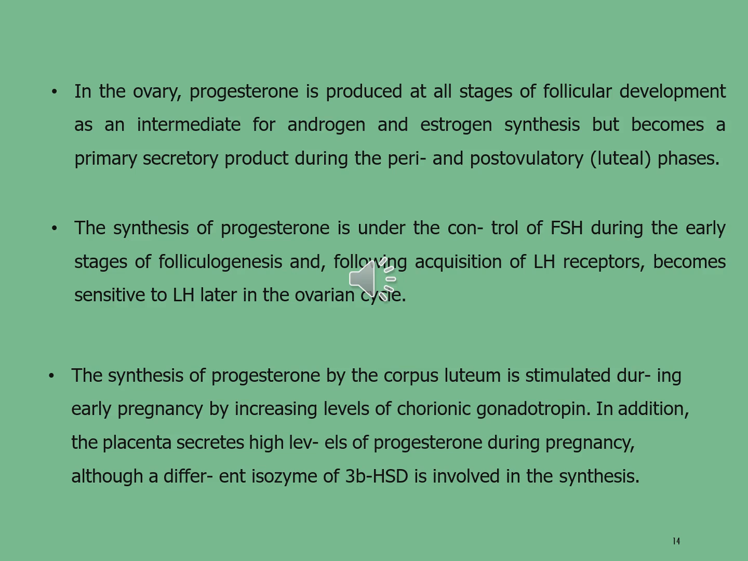The synthesis of progesterone by the corpus luteum is stimulated during early pregnancy by increasing levels of chorionic gonadotropin. In addition, the placenta secretes high levels of progesterone during pregnancy, although a different isozyme of 3-BHSD is involved for this synthesis.